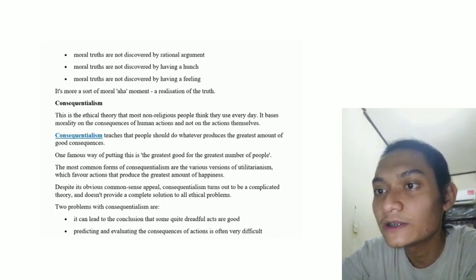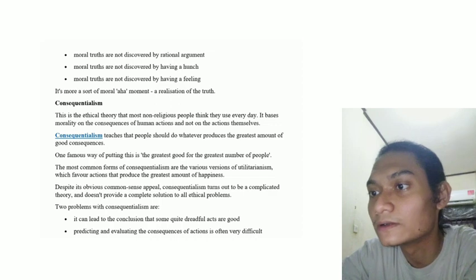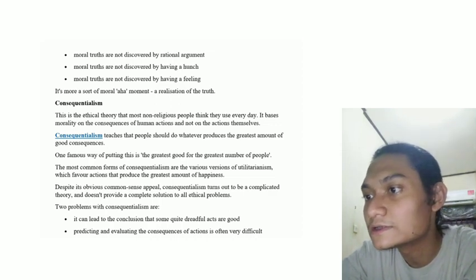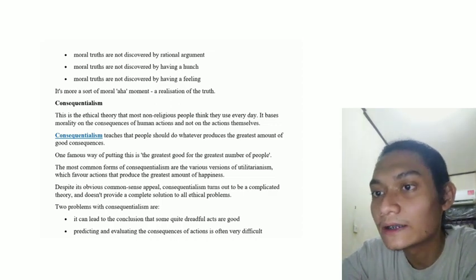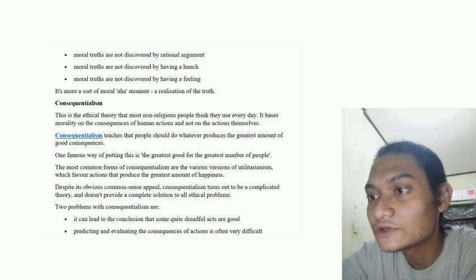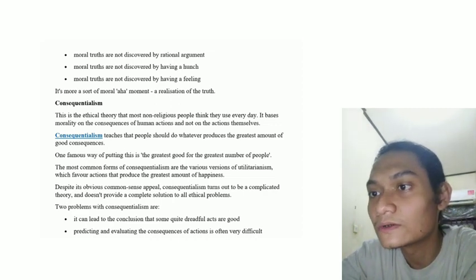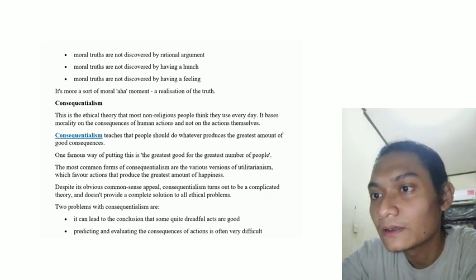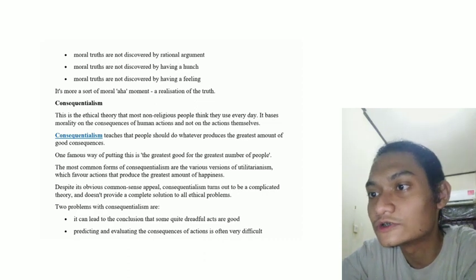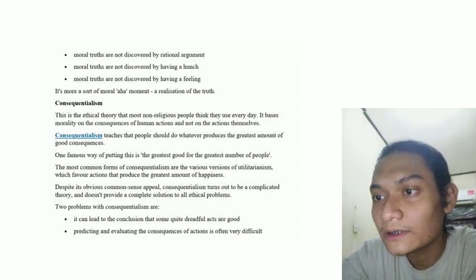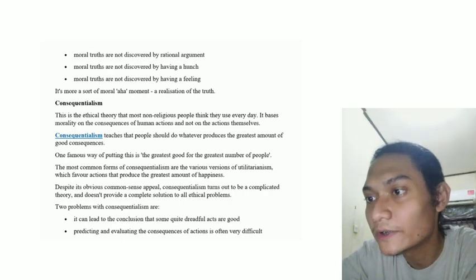The most common forms of consequentialism are the various variants of utilitarianism, which favor actions that produce the greatest amount of happiness. Despite its obvious common sense appeal, consequentialism turns out to be a complicated theory and doesn't provide a complete solution to all ethical problems. Two problems with consequentialism are: it can lead to the conclusion that some quite dreadful acts are good, and predicting and evaluating the consequences of actions is often very difficult.